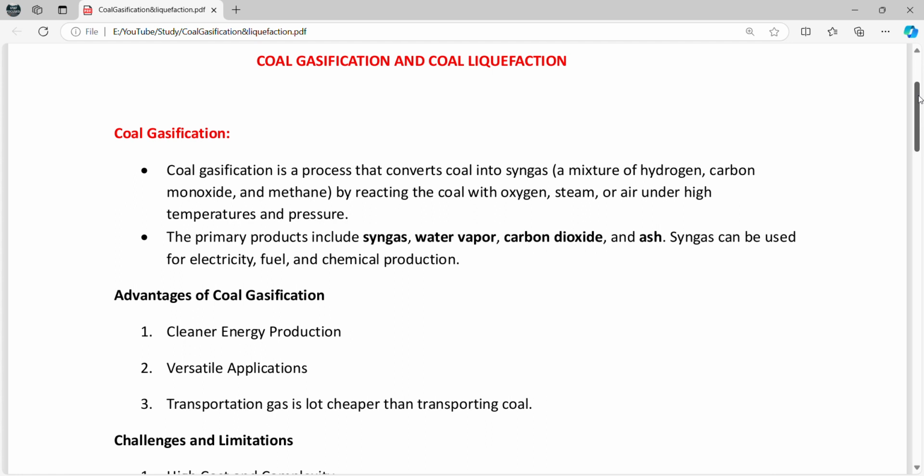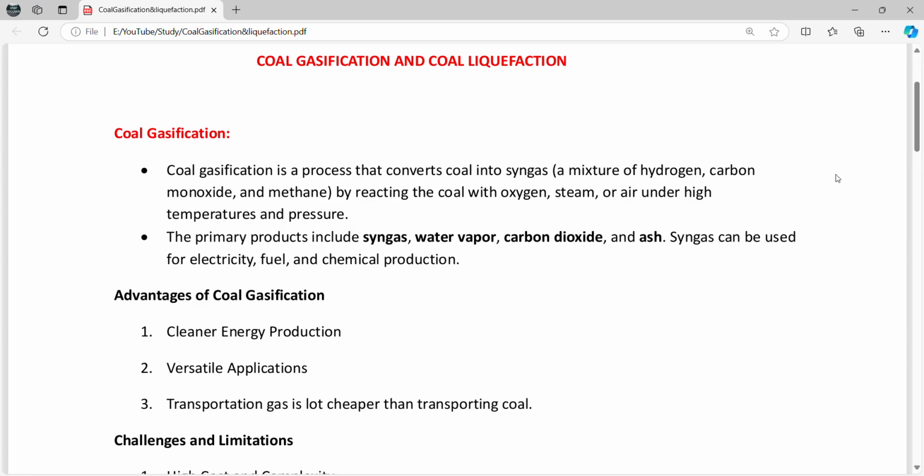Typically, syngas is a mixture of carbon dioxide, hydrogen, methane, nitrogen, and carbon monoxide. The primary products of coal gasification include syngas, water vapor, carbon dioxide, and ash. And this syngas can be used for electricity generation, fuel, and chemical production.